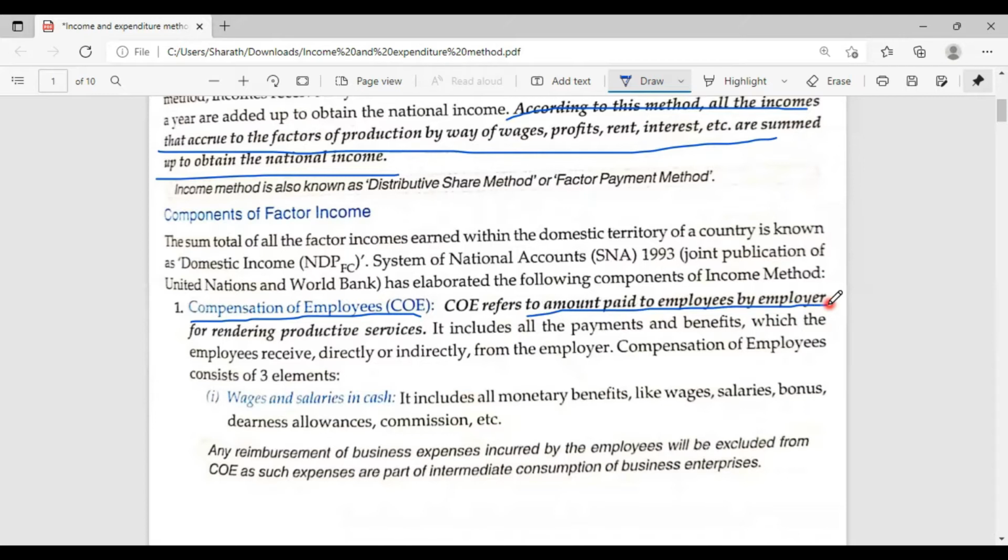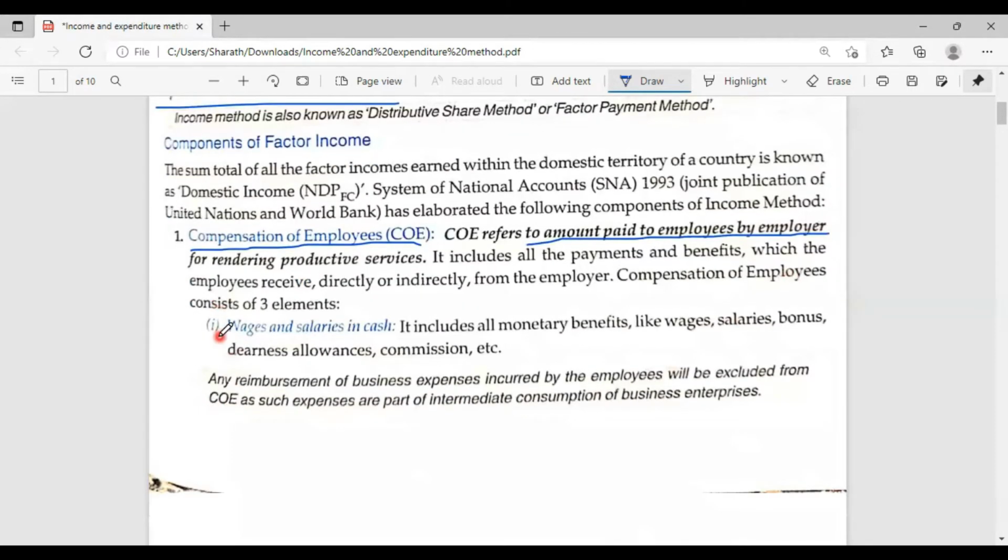So let's see some of the sub-elements which come under the COE. The very first one is wages and salaries in cash. Most of the COE will be paid in cash, like salaries, bonus, dearness allowances, commissions. There are even different varieties of modes of payment which an employer will give to an employee. These are a few which happen in cash.